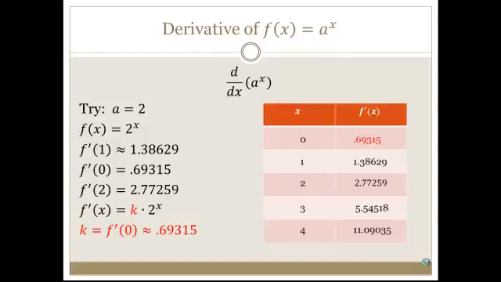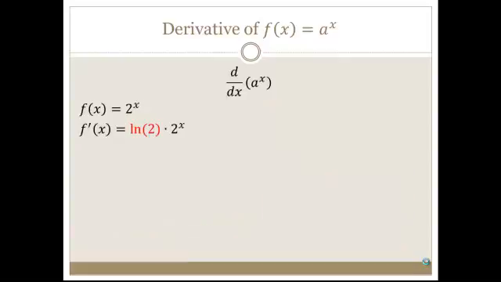We might be curious where the number 0.69315 came from. It turns out that it is the natural log of 2. So we now know our derivative. F prime of x is the natural log of 2 times 2 to the x. In general, the derivative of a to the x is the natural log of a times a to the x.